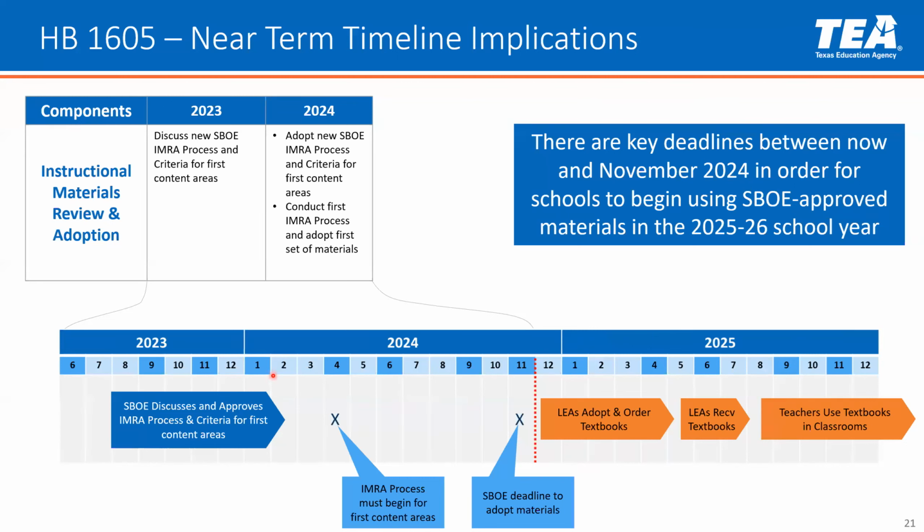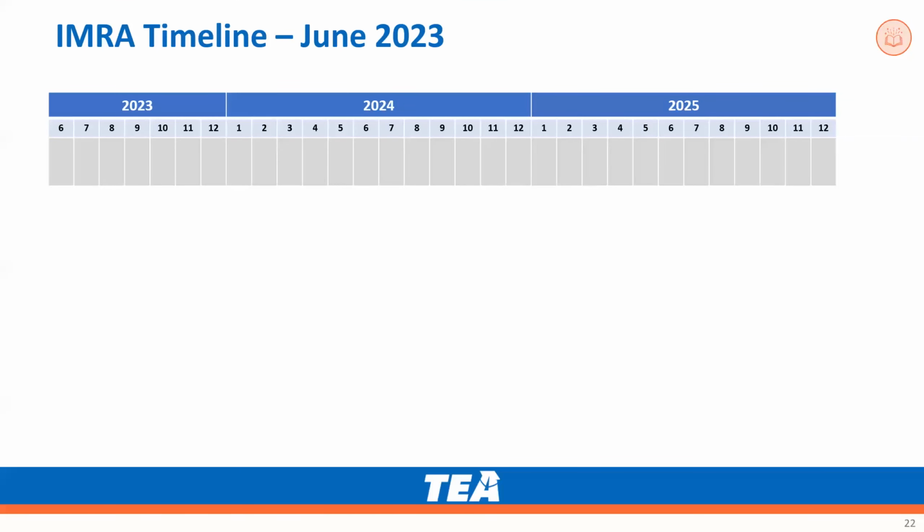However, there's a lot for the board to do between where we're right here and April of 2024, and I'm going to walk us through that timeline step-by-step here on the next few slides. So we'll start with the instructional materials review and approval timeline. And I'm not sure if I explained this acronym before, but this is our new acronym for the review of instructional materials and approval of those materials by the State Board of Education.